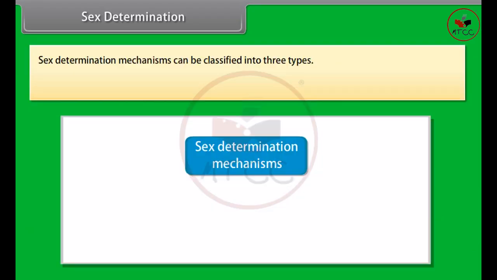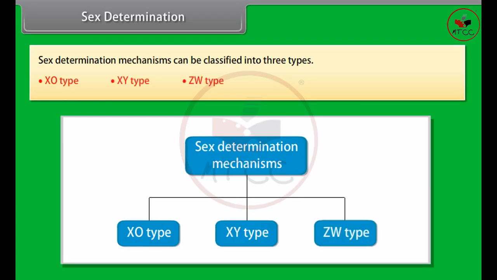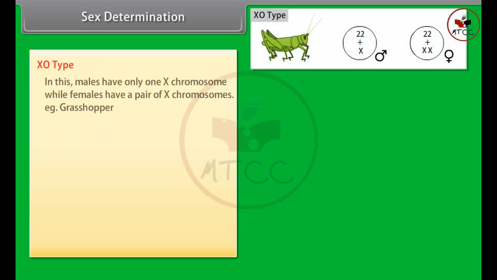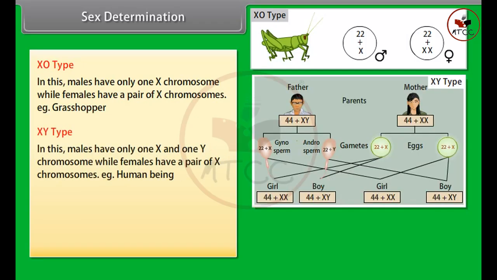Sex determination mechanisms can be classified into three types: XO type, XY type, ZW type. XO type. In this, males have only one X chromosome, while females have a pair of X chromosomes. Example, grasshopper. XY type. In this, males have one X and one Y chromosome, while females have a pair of X chromosomes. Example, human being.